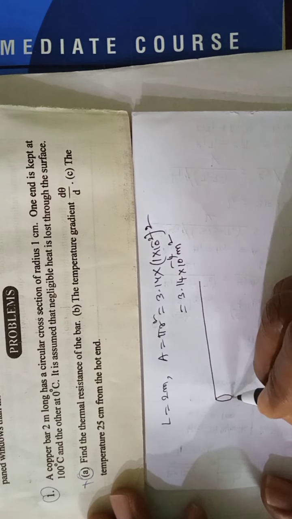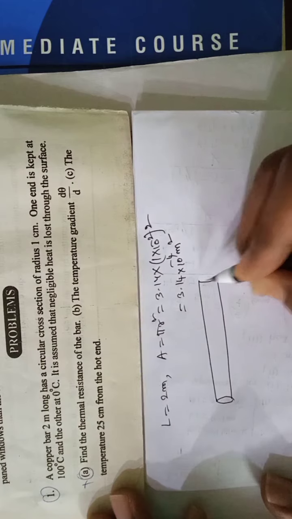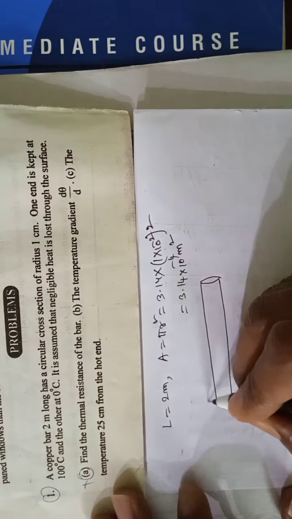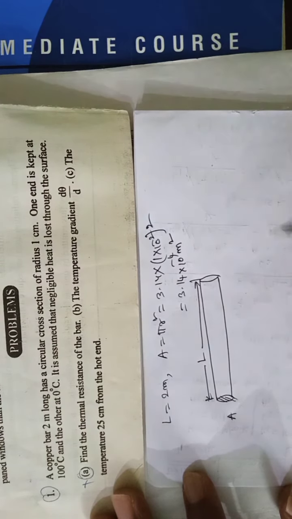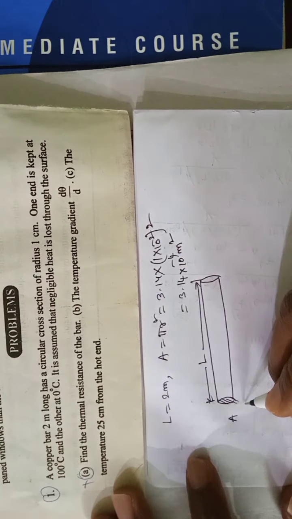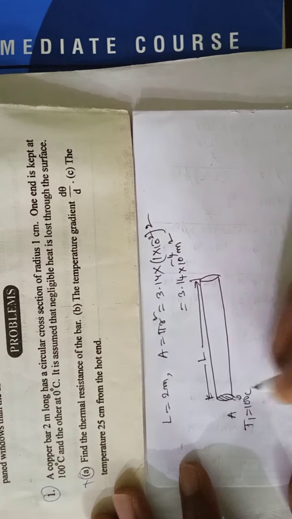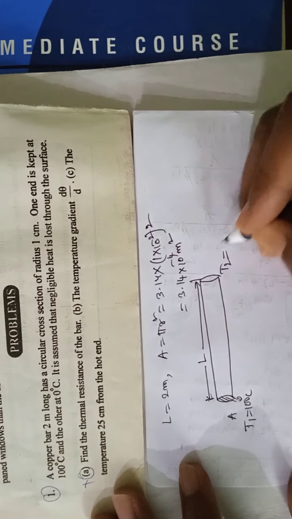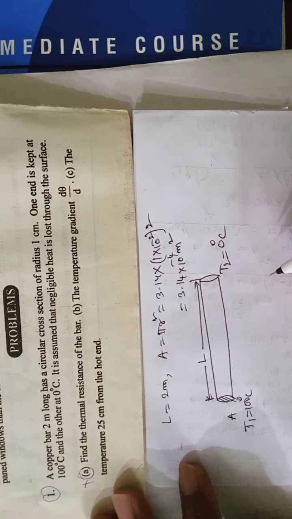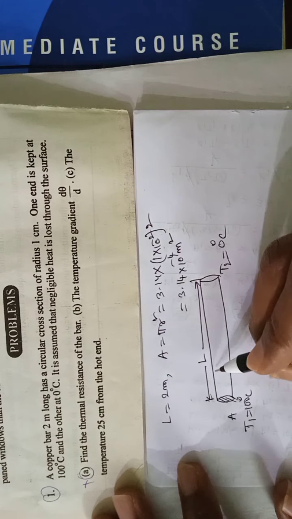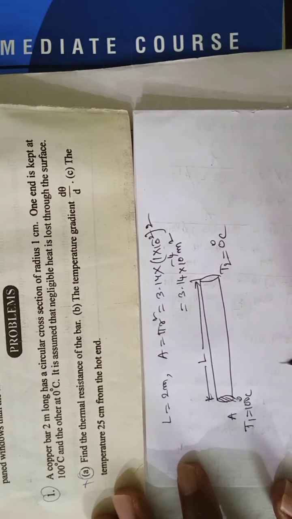Let us draw the diagram. Circular cross section. This cross sectional area is given. Length is given. The cross sectional area A, length L, and here temperature. The left end temperature is 100 degrees centigrade, the right end temperature is 0 degree centigrade. It is assumed that negligible heat is lost through the surface. Through the surface there is no heat loss. Okay.